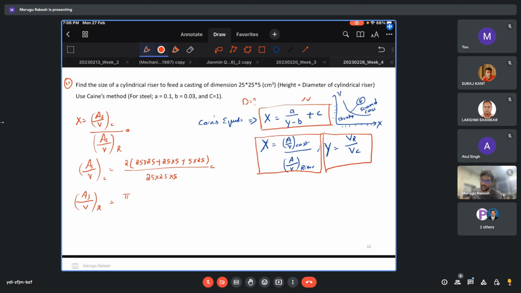Since a side riser is not provided here, we generally take the top riser. Only one surface is transferring the heat, so the area is pi d square by 4. Here h is equal to d, so pi d square and pi d square cancel. So we are left with 1 by 4 plus 1 divided by d by 4. So that is nothing but 5 by d.